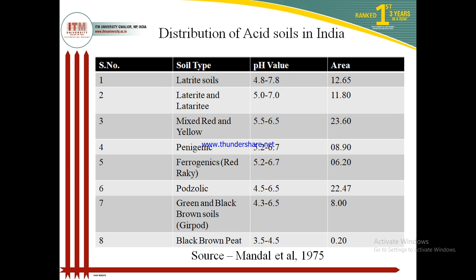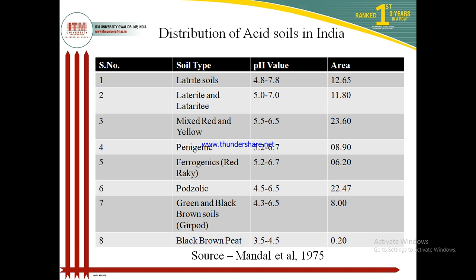So this is the distribution of acid soils in India. Mostly in laterite soils, the pH value is 4.8 to 7.8, and it covers about 12.65 million hectare. Now the laterite and lateritic soils, pH 5 to 7, cover 11.80 million hectare. And third is mixed red and yellow soils, acid soil, pH 5.5 to 6.5, and it is 23.60 million hectare. And alluvial soil, mostly pH is 5.2 to 6.7, and the area is about 8.90 million hectare.